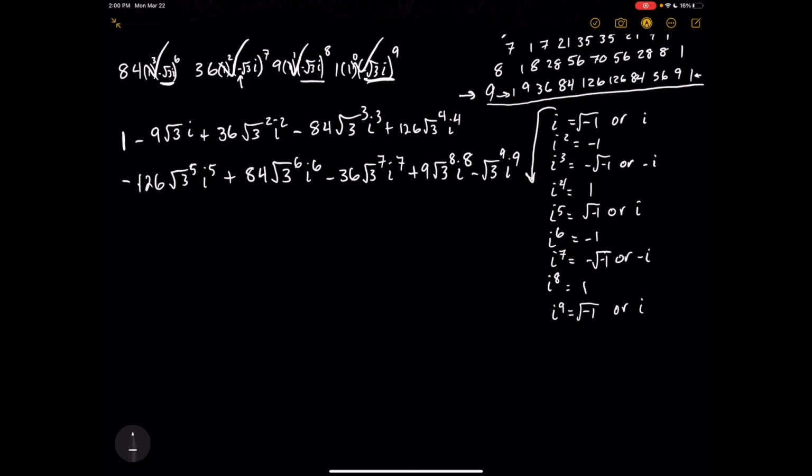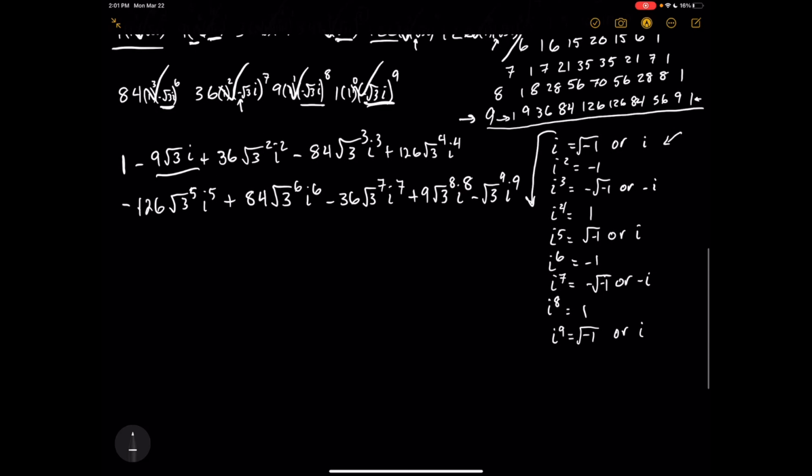Now the next thing I want to deal with is these i's, because i's are all just going to be i, negative 1, or positive 1. So let me just simplify those first, and then we'll start dealing with these root 3's. So that first i is just going to be an i, right? So it'll be 1 minus 9 root 3i. Okay, so check that off as I go just to keep these things in order. Now I've got an i squared. i squared I know is negative 1, so positive 36 root 3 squared i squared becomes negative 36 root 3 squared.